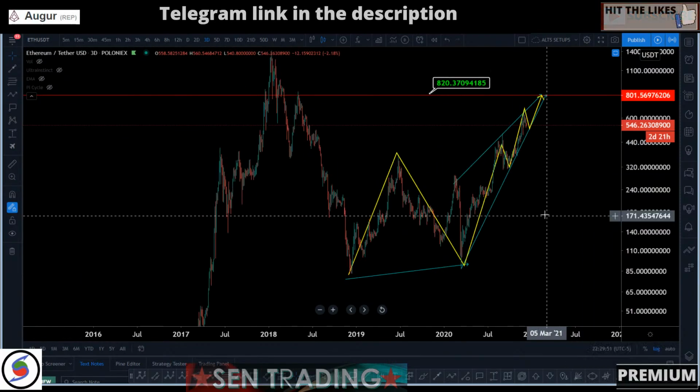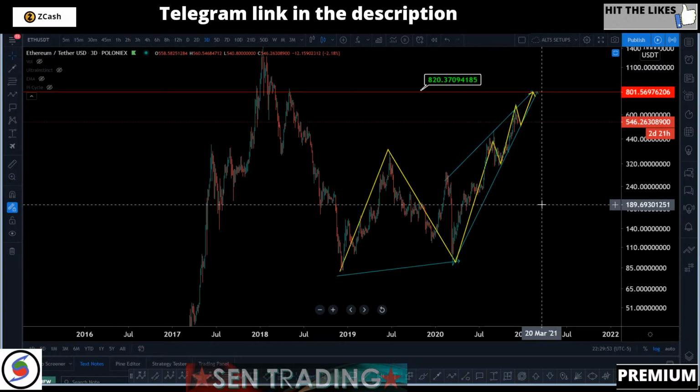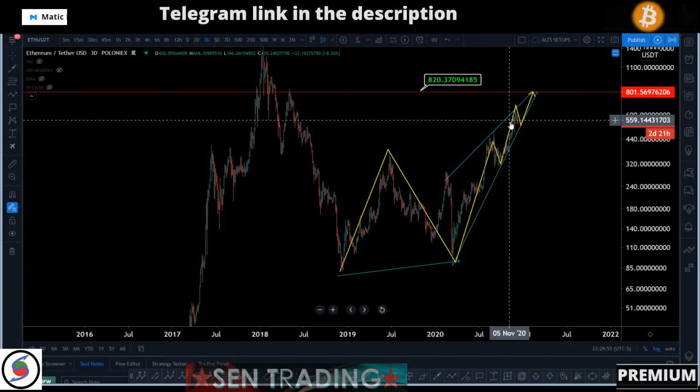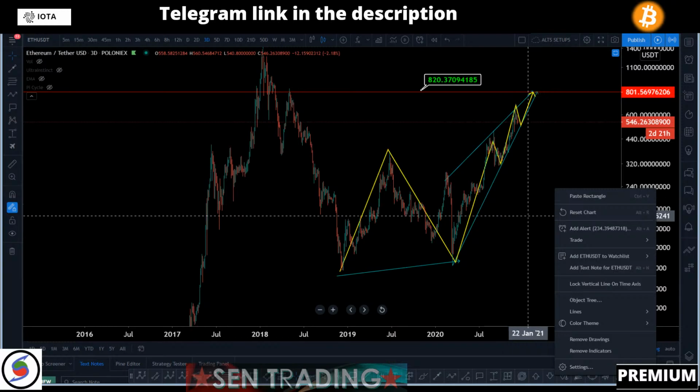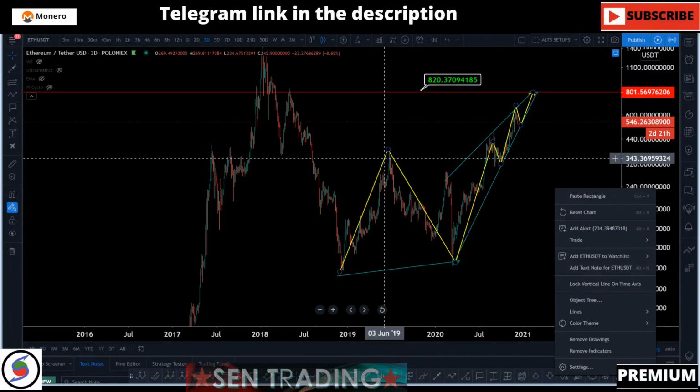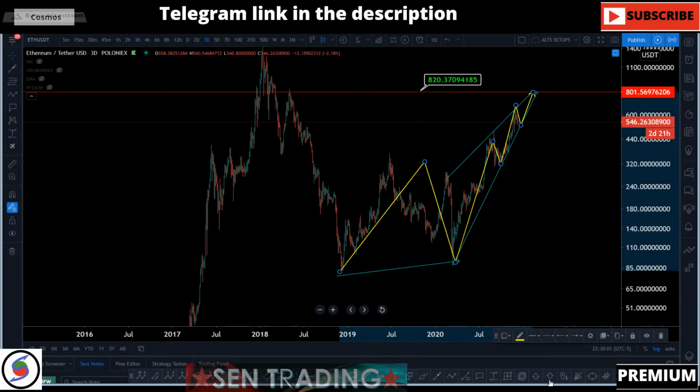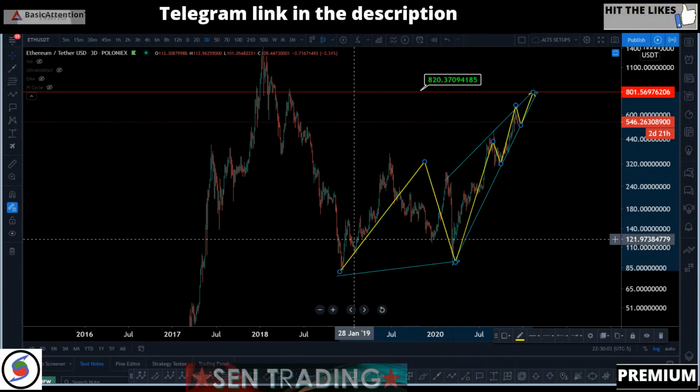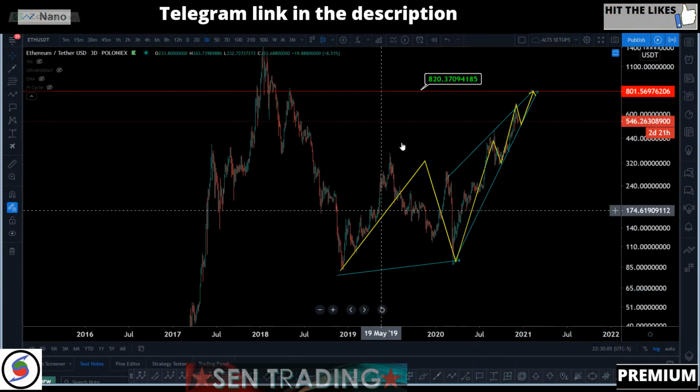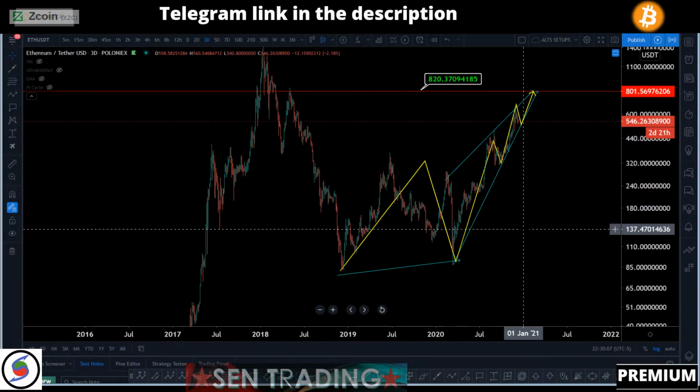So that's the Ether macro view. That's the Ether macro view. And Ether loves these wedge patterns, right? As you can see right there, we got something kind of similar, but it was ugly. This one was ugly, right?